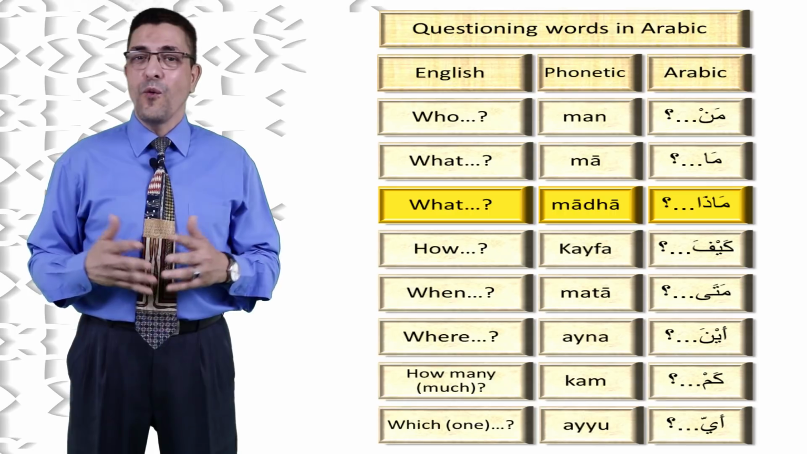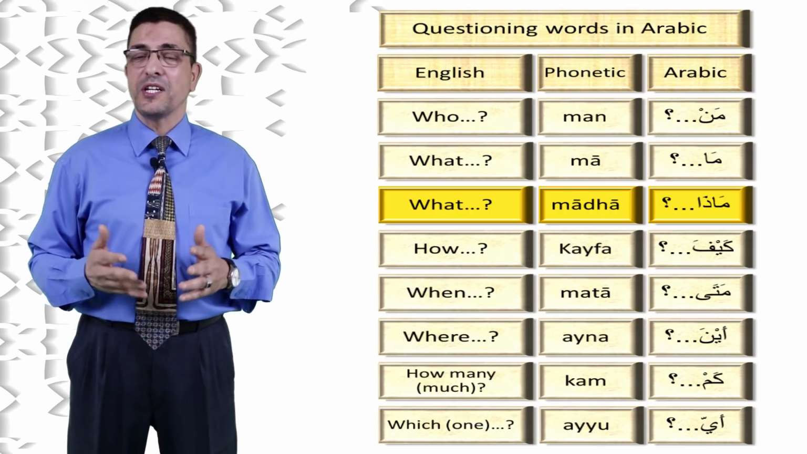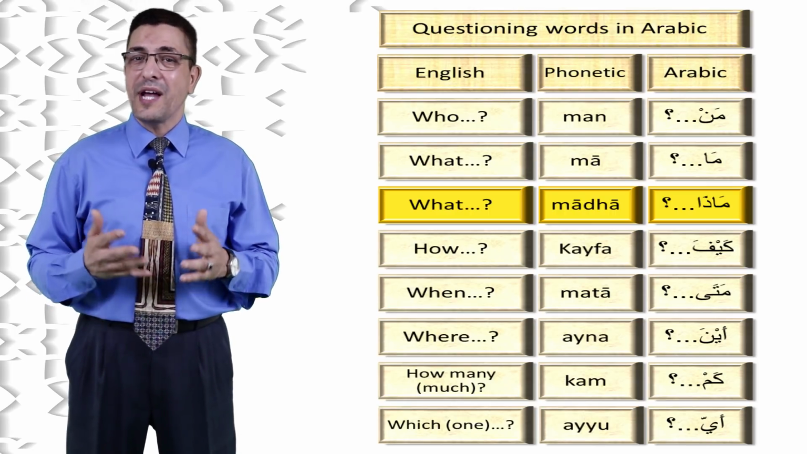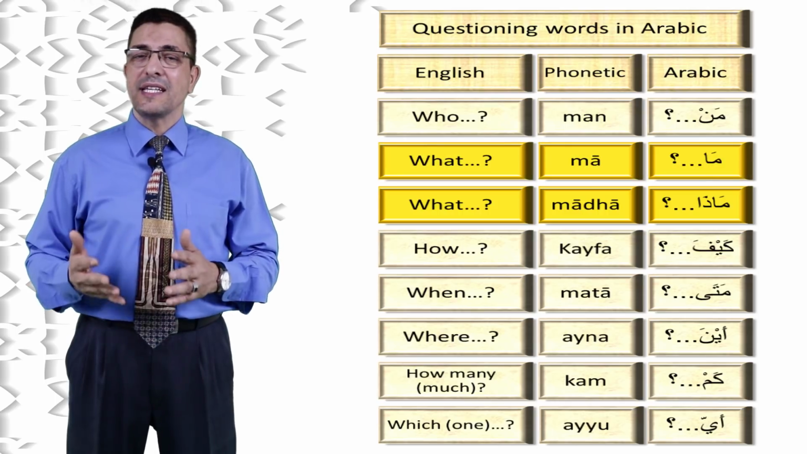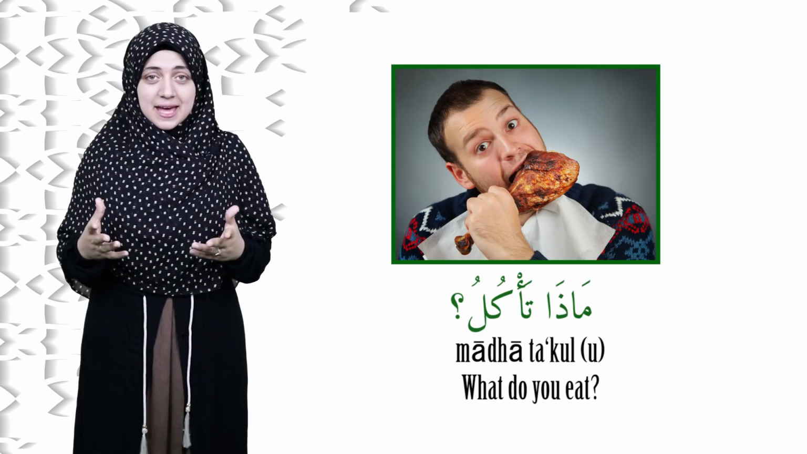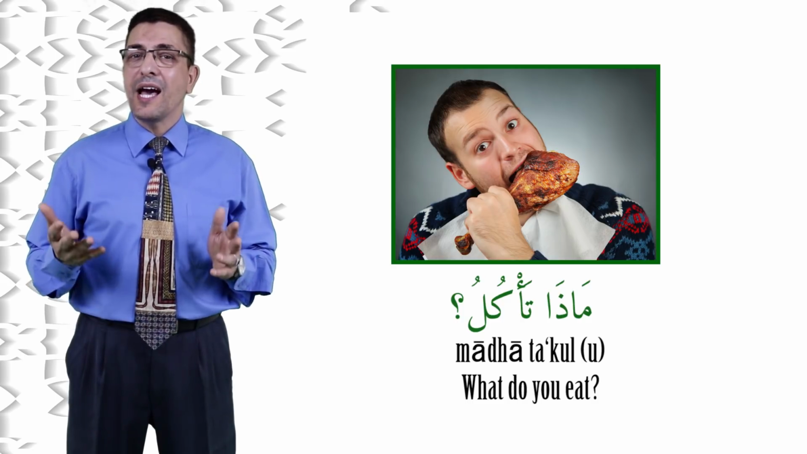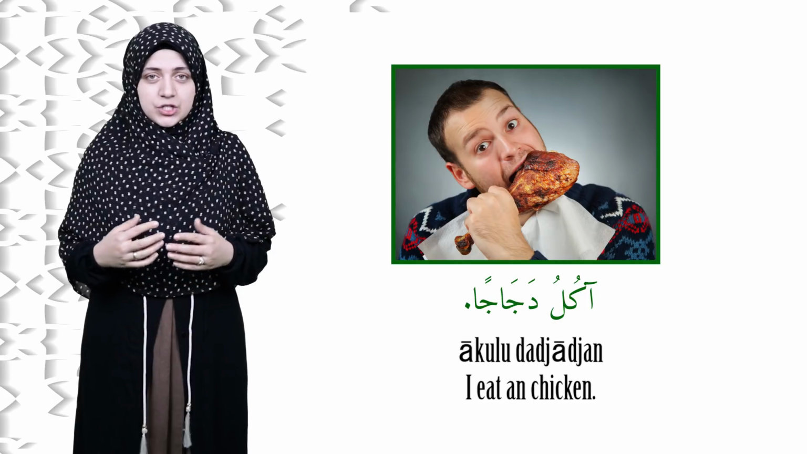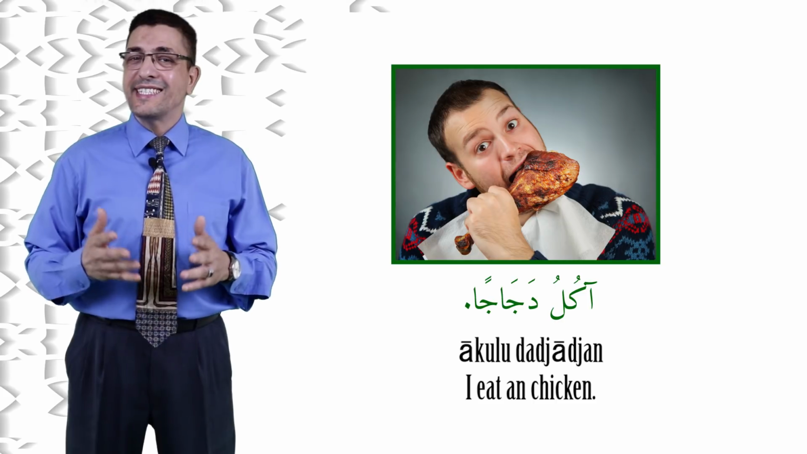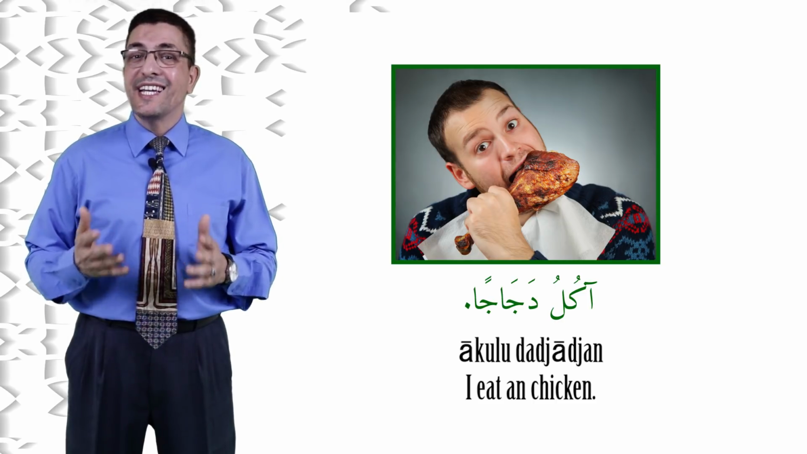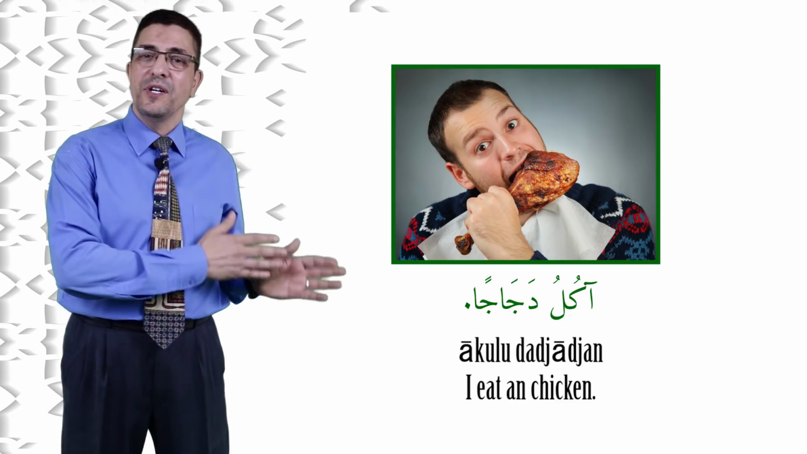Another similar questioning word. ماذا؟ What? ماذا is a questioning word asking also about things or actions. It has the same meaning as ما. Example. ماذا تأكل؟ What do you eat? And the answer could be. آكل دجاجا. I eat chicken.